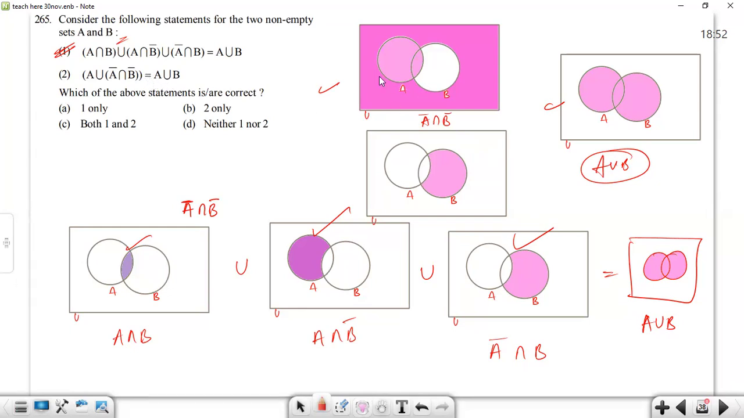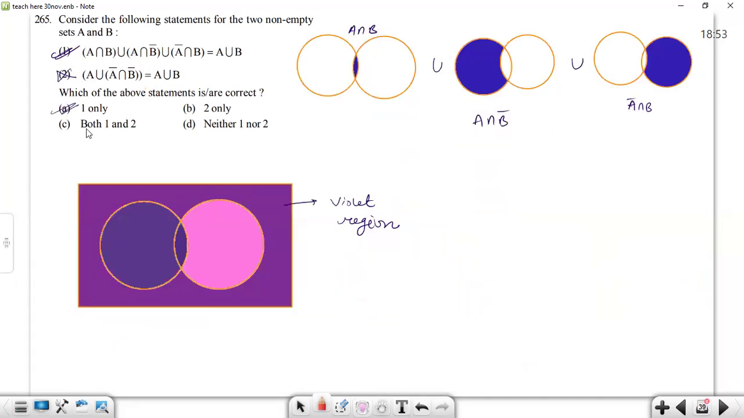Please respond. Is the pink shaded region the same in this figure and this figure? No, sir, they are not. So the statement is untrue. A should be the correct answer. Yes, A is the correct answer.